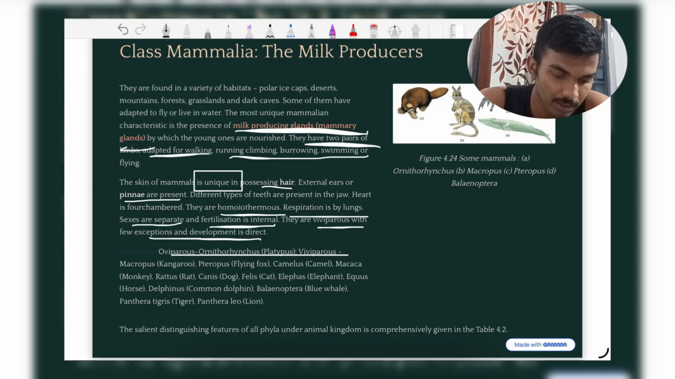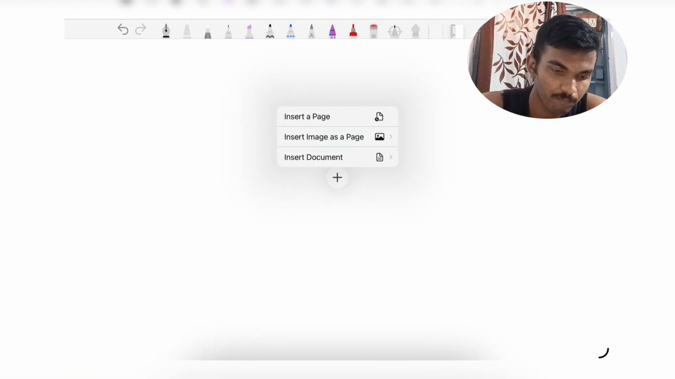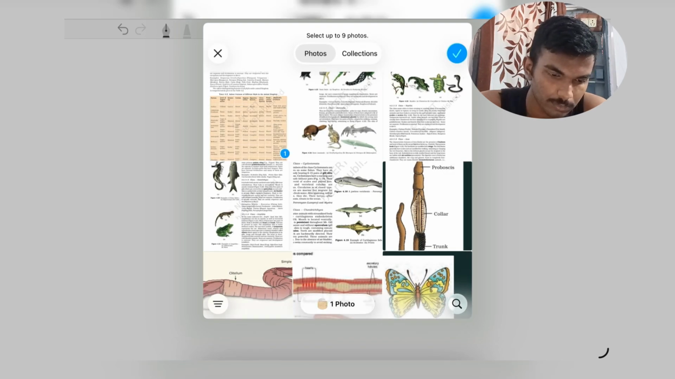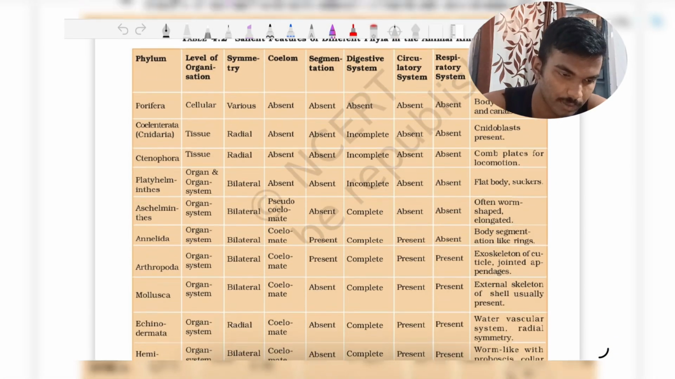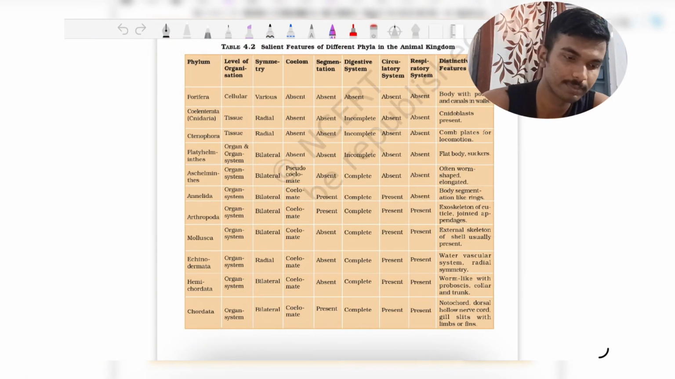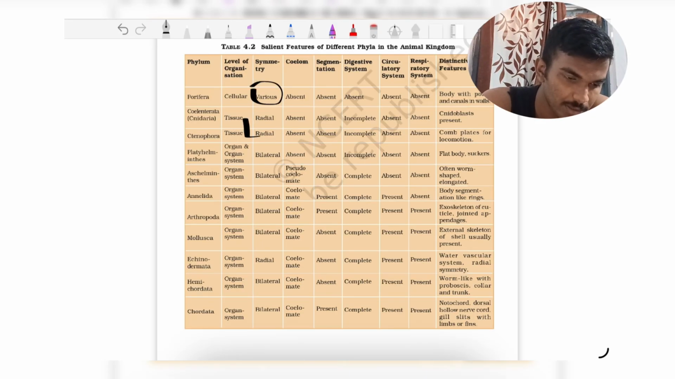The salient distinguishing features of all phyla under the animal kingdom are comprehensively given. So let's add the image. This is the image here. You have to find some order in this image. The order being: up to this, symmetry; this is asymmetry. This one is radial. This is tissue-level, and this is organ and organ system. This is organ system.